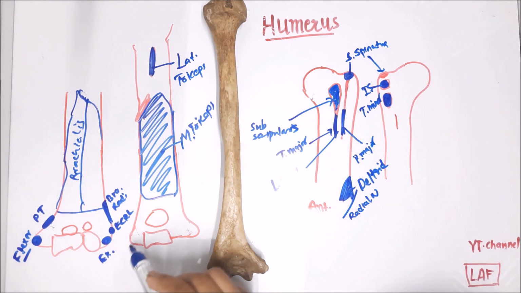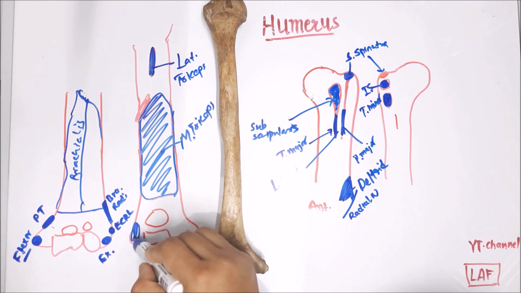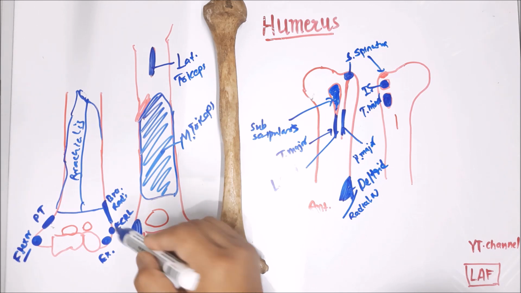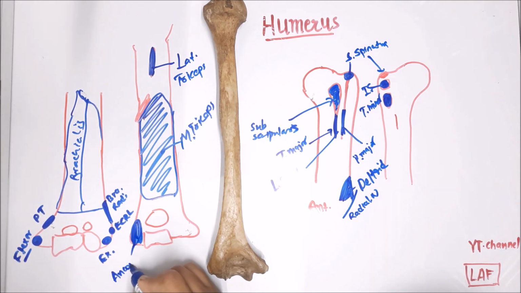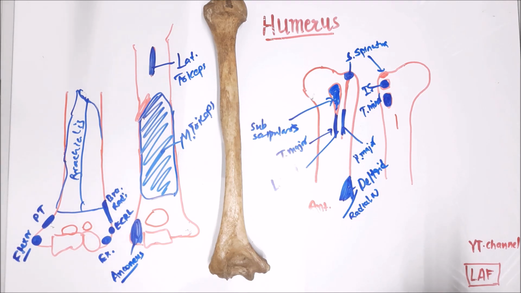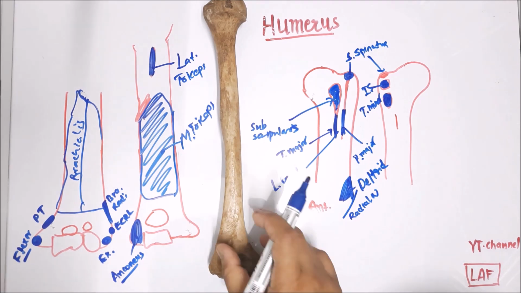Now just behind the lateral epicondyle, this area gives origin to the anconeus muscle. So here the anconeus muscle arises.